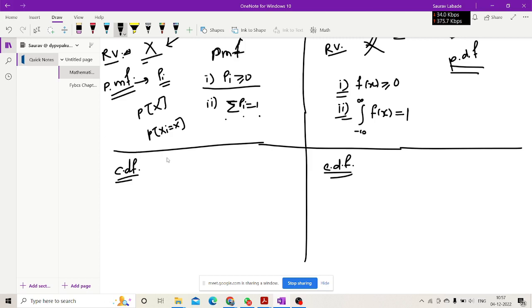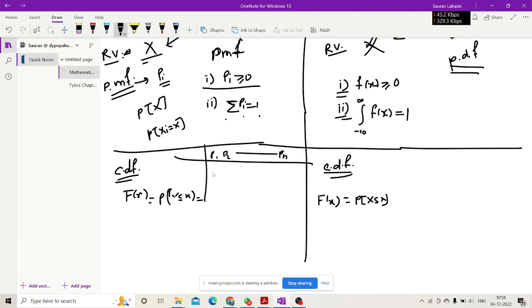So what is the cumulative distribution function? It is denoted by capital F of x. Same here, it is also denoted by capital F of x. It is also the probability of X less than or equal to x. Here also it is the probability of X less than or equal to x. And how do we find this? In the discrete case we just add the probabilities. If P1, P2 up to Pn are there, then we take P1 plus P2, and the last will be P1 plus P2 plus up to Pn. That is what we call the CDF.